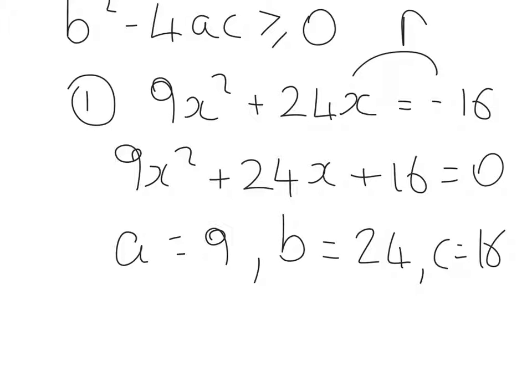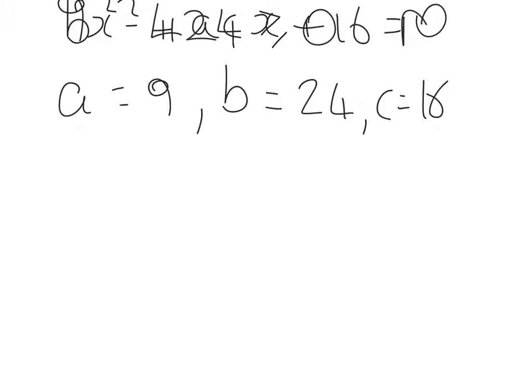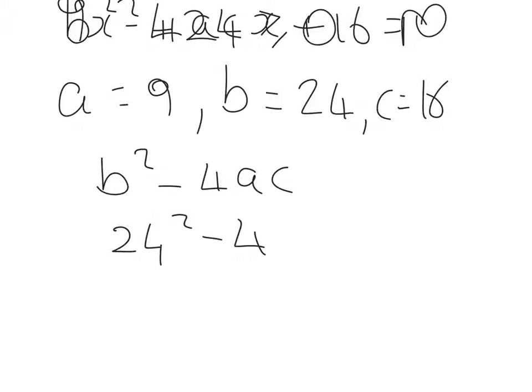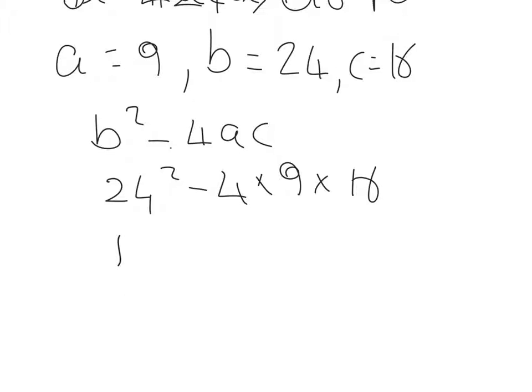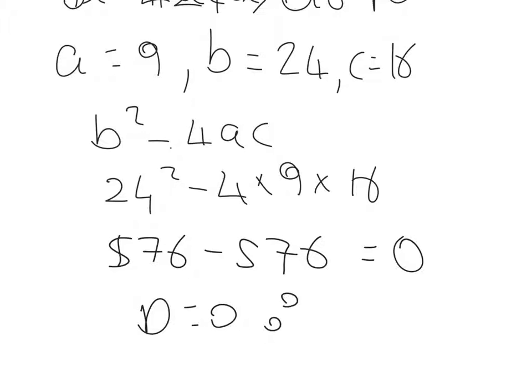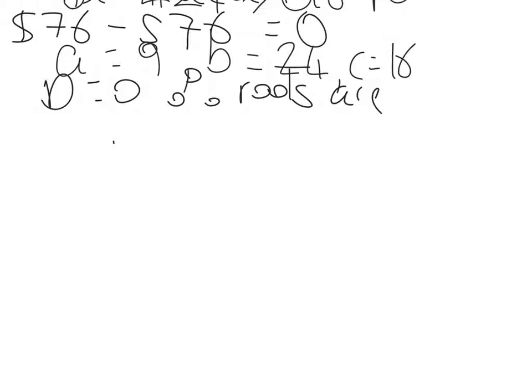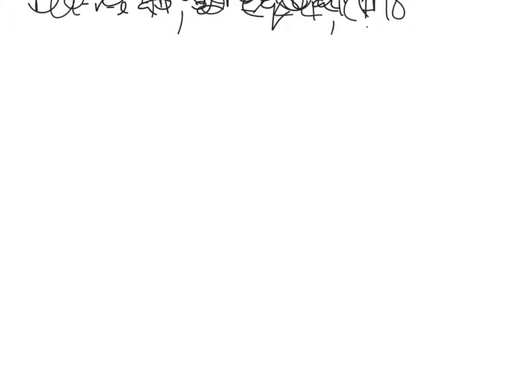So then I go about the business of calculating the discriminant. So b squared minus 4ac, so that will be 24 squared minus 4 times 9 times 16, and that's 576 minus 576 equals 0. So D equals 0, therefore roots are real and equal. Okay, example 2.